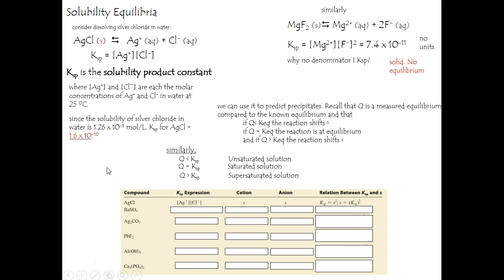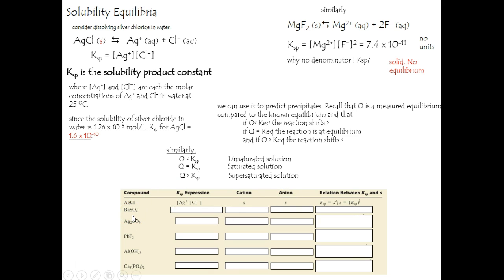Finally, let's take a look at how we can mathematically relate Ksp to the concentrations of each ion, which we could call S. It doesn't account for the 2-to-1 ratio here, but take a look at it. You'll see what we see. Silver chloride, which we just did. Ksp is equal to this times this, fine. The cation we will call S, the anion we will call S, and so Ksp is equal to S times S, that's S squared. And therefore, S will be the square root of the Ksp. That will tell you what that value is. And in this case, it is the concentration because it's a 1-to-1 ratio.